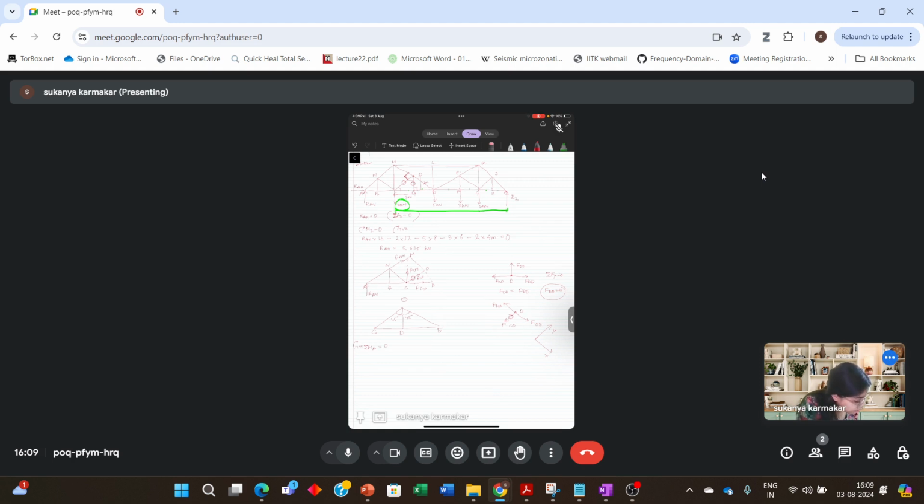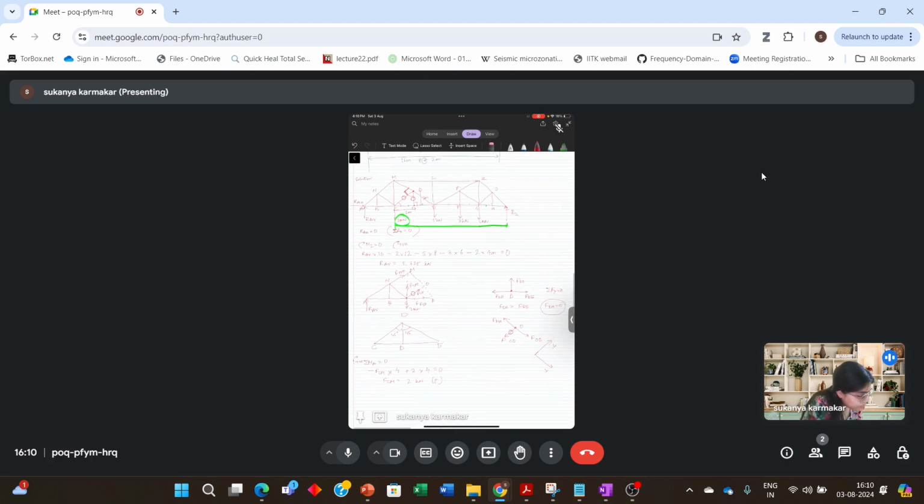FNM will not appear. So FCM, and it is at a distance of 4 meters. Okay. And at the point C, you have a force of 2 kilonewton. So clockwise is positive, so this is anti-clockwise. So this is minus. Clockwise is positive. So plus 2 into 4 is equal to 0. So FCM is equal to 2 kilonewton. Positive means it is tensile in nature.